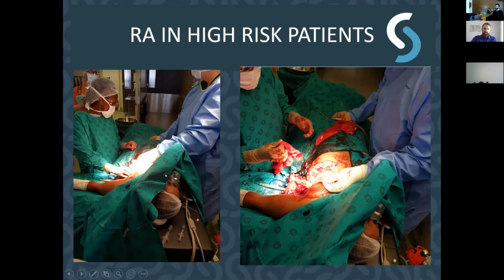You can see that she just has an oxygen mask on. She's had 1 milligram of Dormicum just to keep her restful. Surgeons were very, very happy. She was very happy. The result was good.